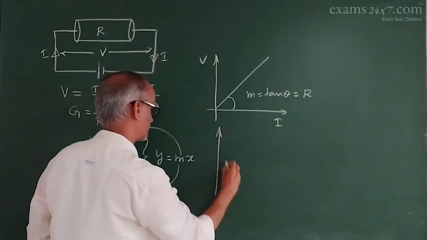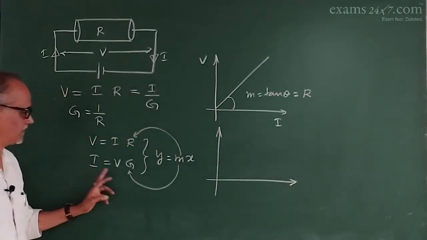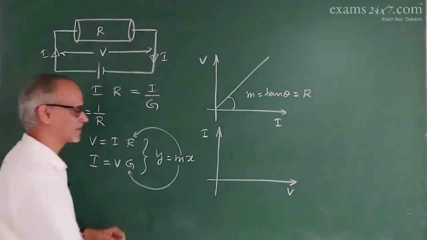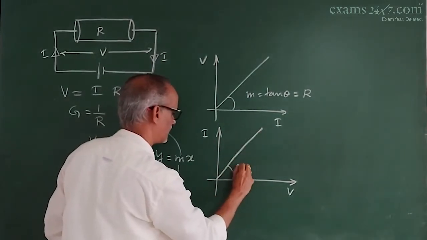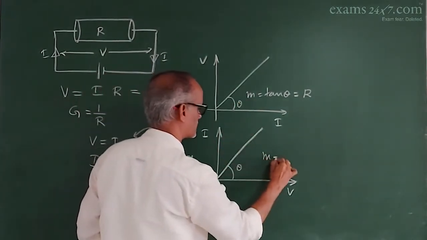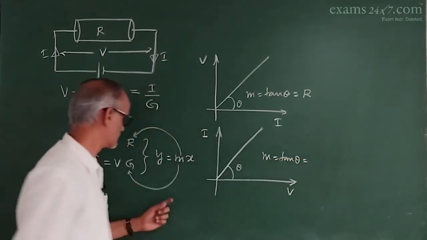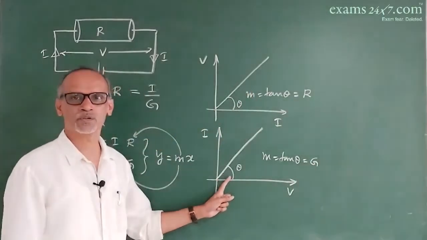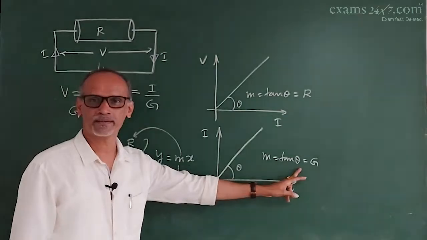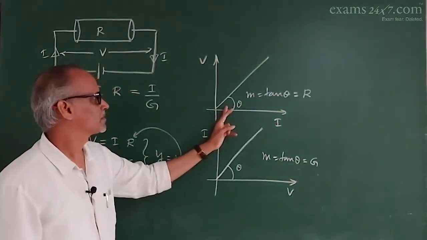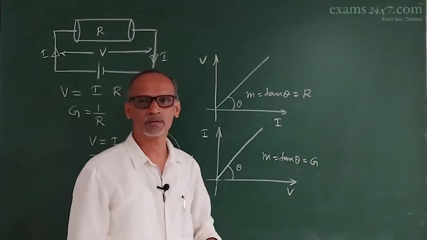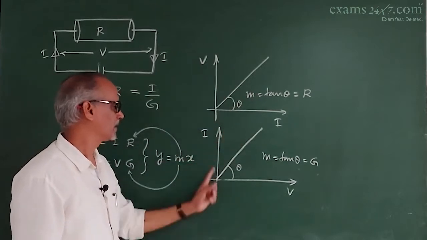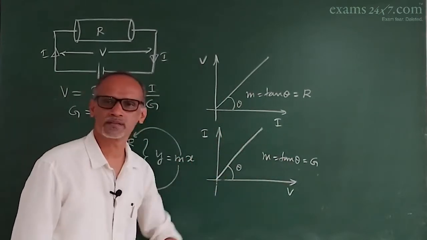And in the second equation, it's I versus V. I versus V is also a straight line passing through the origin, and the slope, which we can take as tan theta, gives the conductance G. So more slope, more value of tan theta, and more conductance. Here also, more slope, more tan theta, and more resistance. So that is how we can find the resistance by measuring the slope of the VI graph, and the slope of the IV graph gives the conductance.